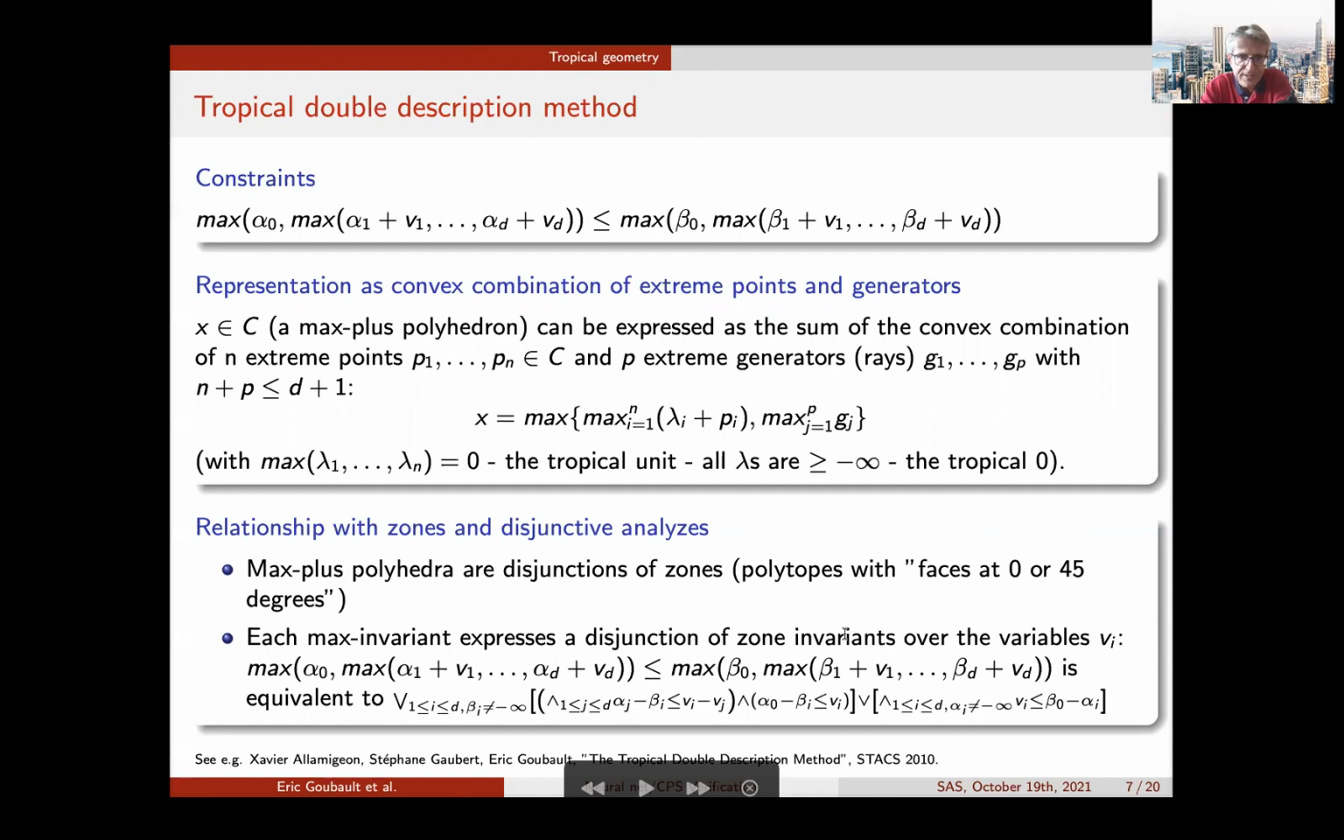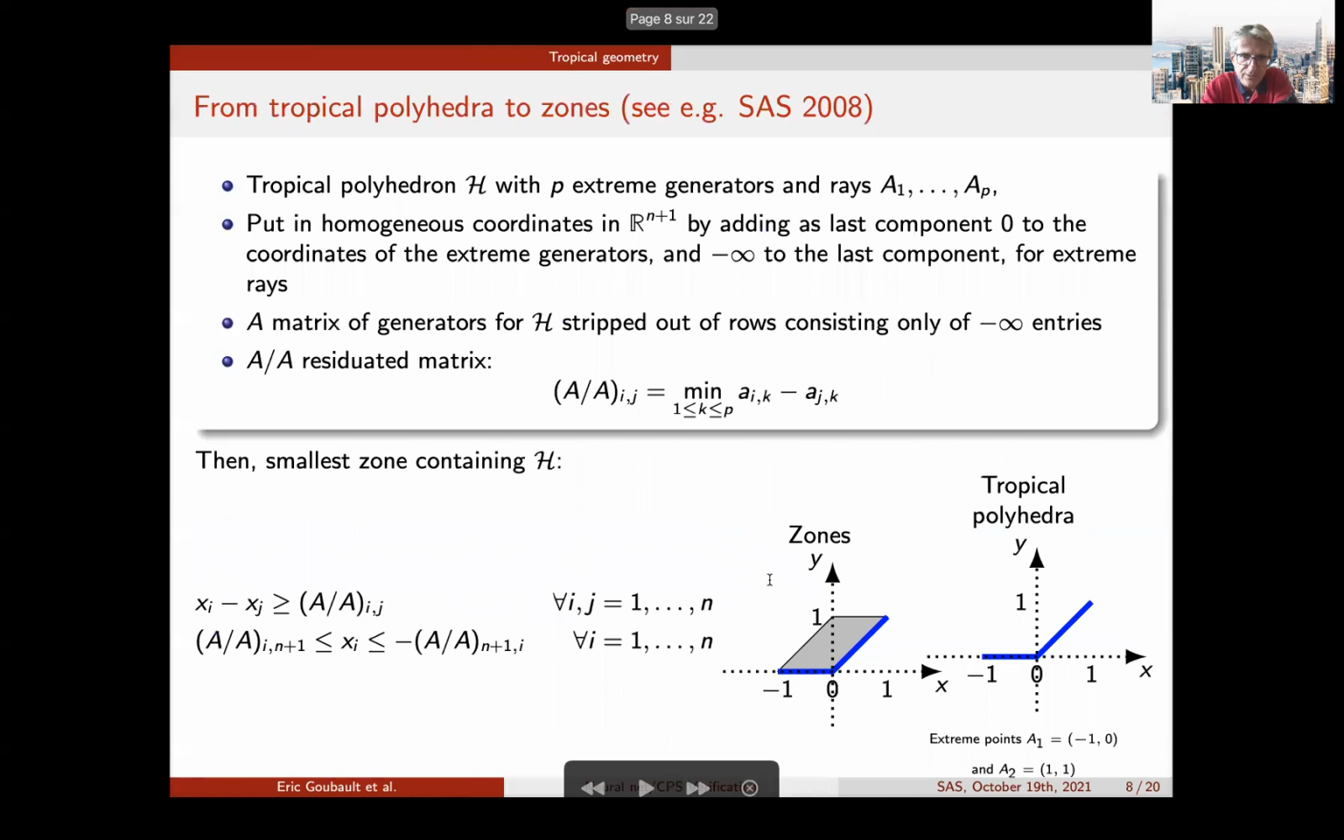What you have to understand for the rest of the talk is that max-plus polyhedra are particular disjunctions of zones. Zones have been used extensively in program analysis and in model checking. So they're just polytopes with faces at 0 or 45 degrees with respect to the Cartesian axes. And of course, there are close relationships between these tropical polyhedra and zones. You can always over-approximate in the best way a tropical polyhedron as a zone.